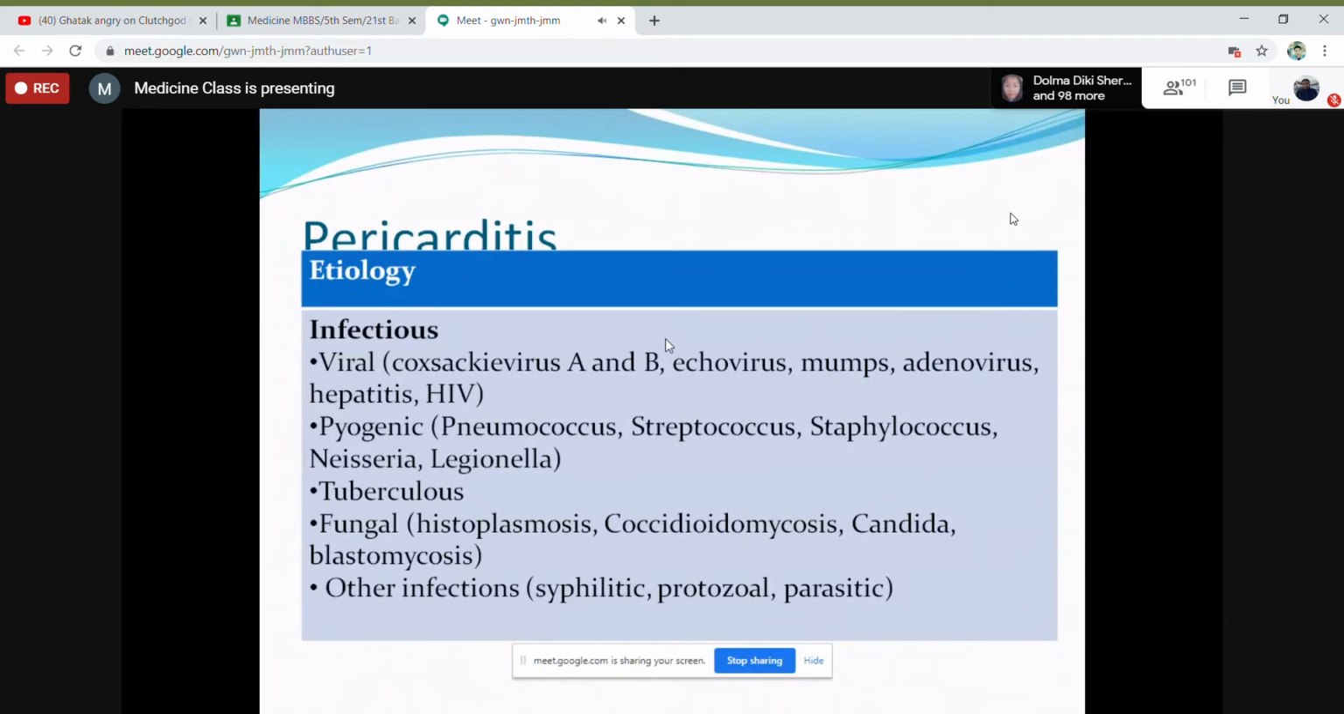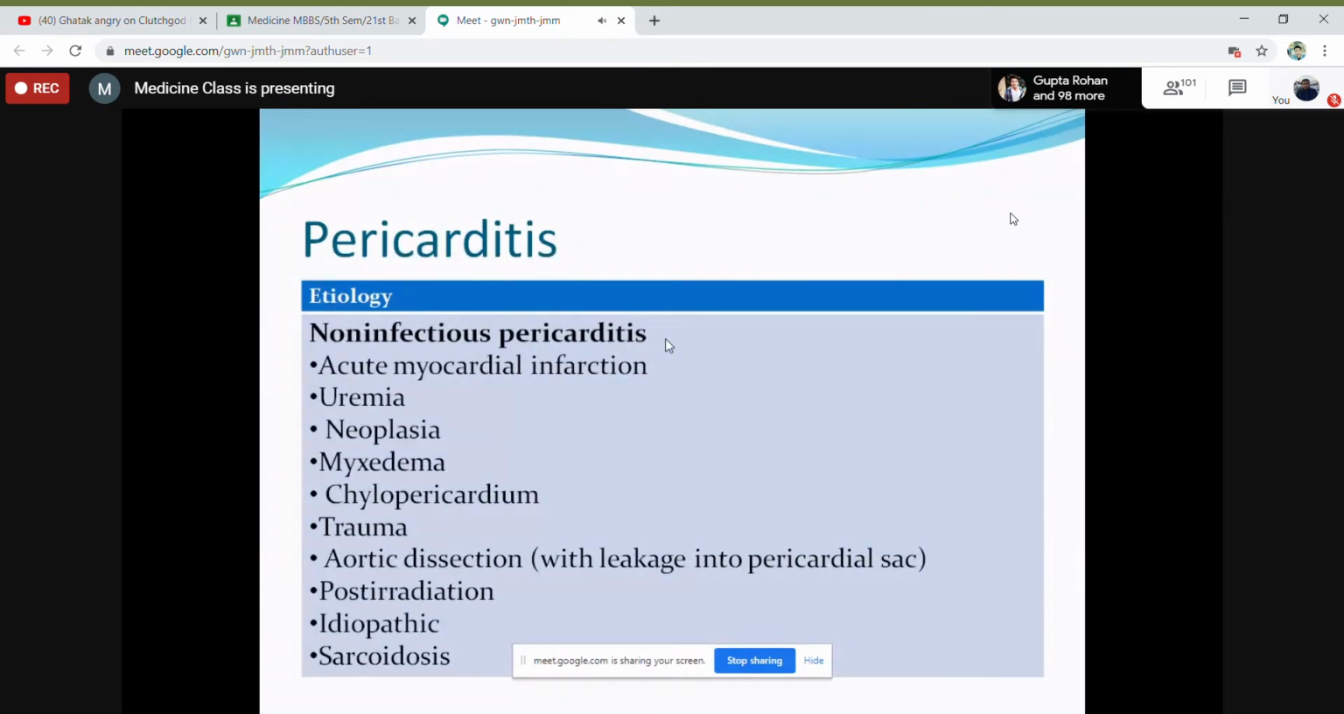It may be because of tuberculosis, and it may be because of fungal infections, like histoplasmosis, coccidioidomycosis, candida, blastomycosis, and it can be there in other infections like syphilis, protozoal infection, and parasitic infection. The non-infectious pericarditis are caused by conditions like acute myocardial infarction, uremia, neoplasm, myxedema, chylopericardium, trauma, aortic dissection, post-irradiation, idiopathic, and sarcoidosis.